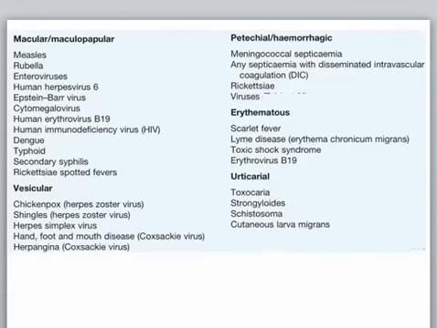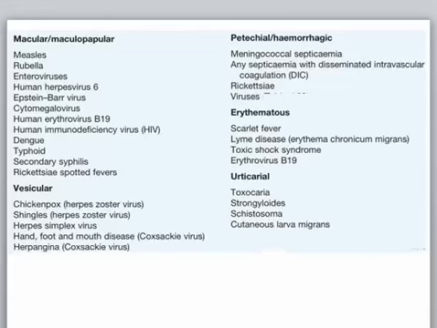So as we said, the pattern of rash like macular and maculopapular rash can be in viral infections and some bacterial or rickettsial infections. These include measles, rubella, enterovirus, human herpes, Epstein-Barr, cytomegalovirus, erythrovirus, HIV, dengue, typhoid, secondary syphilis, and rickettsial spotted fevers.